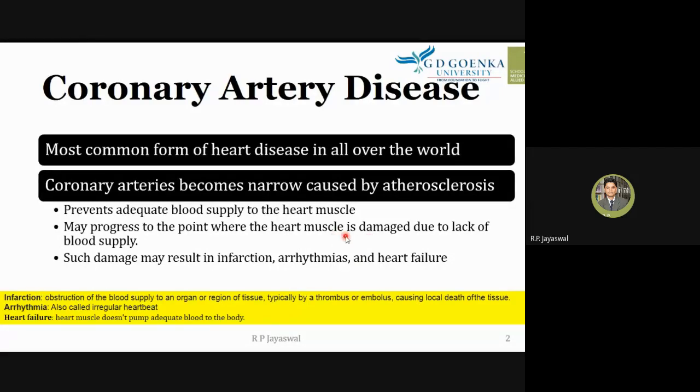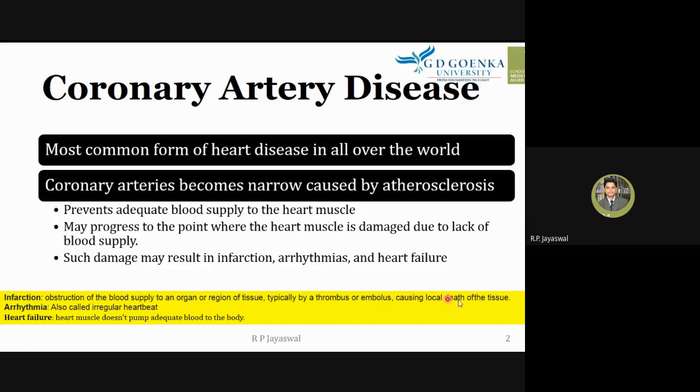When there is cell death, that is the damage of the heart muscles. Such damage may result in infarction, arrhythmias, and heart failure. Here infarction is the obstruction of blood supply to an organ or region of tissue, typically by a thrombus or embolus, causing local death of the tissue.